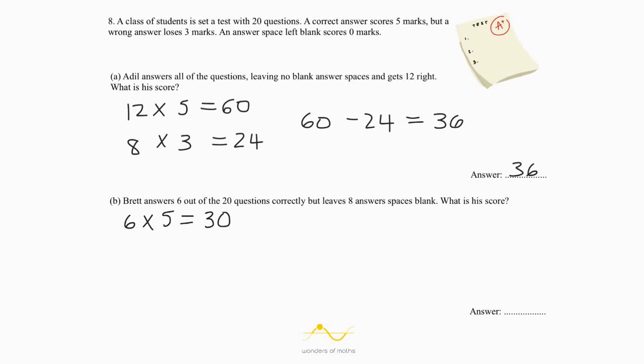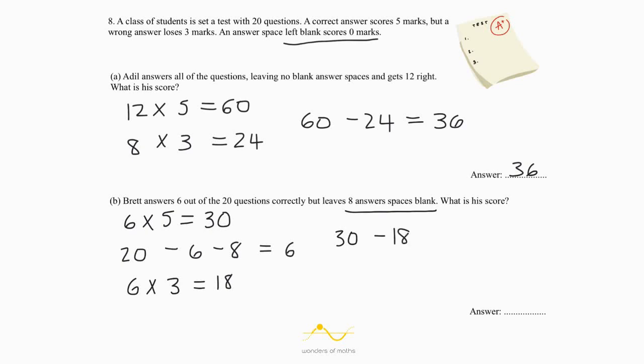We also know that he left 8 answer spaces blank. If you go back to the question, you'll see that any spaces left blank achieve 0 marks. So, to figure out how many answers he got incorrect, we need to do 20 minus 6 minus 8, which gives us an answer of 6 incorrect answers. To figure out how many points he lost from these, we need to do 6 multiplied by 3, which gives us 18. Now we need to figure out his total points. So to do this, we need to do 30 minus 18, and this gives us a final answer of 12.